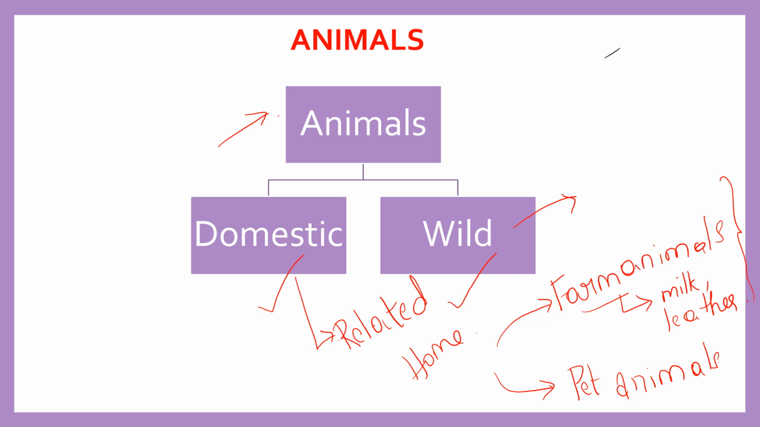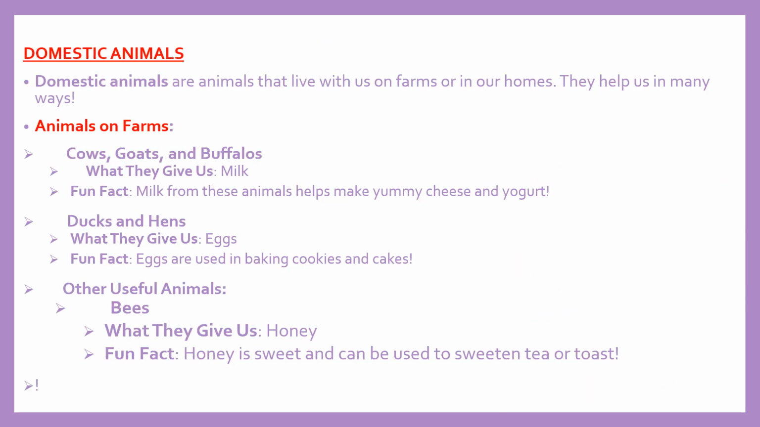Apart from that, the other type of animals are wild animals. You can't even imagine bringing them home or keeping them even near the home. So let us see domestic animals. What are domestic animals? I have already mentioned to you, right? Domestic animals are animals that live with us on farms or in our homes. They help us in many ways. So I told you, domestic means related to home. So they will be near our farms, in our farms or in our homes.